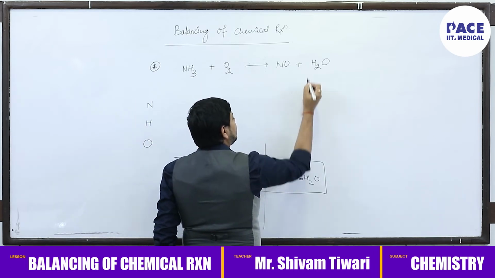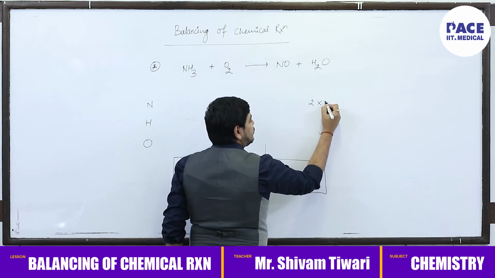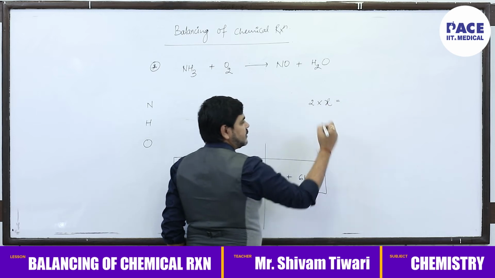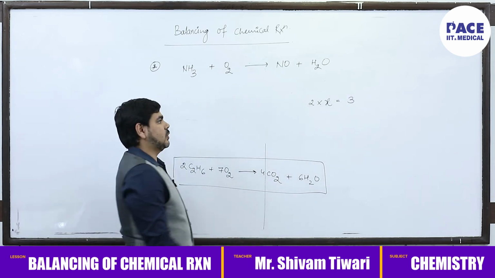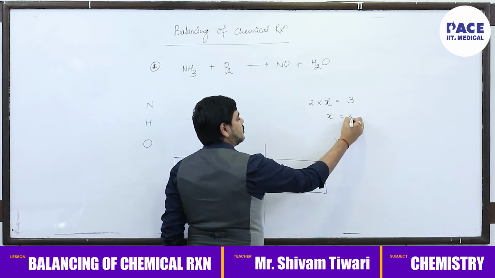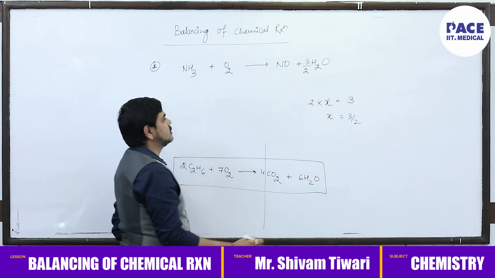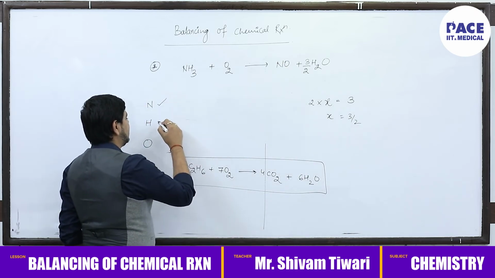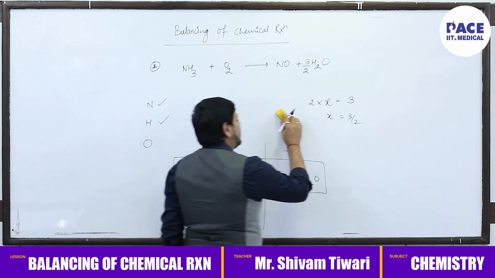So how can we make 3 over here? We have 2, so let's say we multiply by a factor x to make it 3. So x is going to be 3 by 2. So we will multiply over here by 3 by 2. Now you can see nitrogen is balanced, hydrogen is balanced. Now let's balance oxygen.